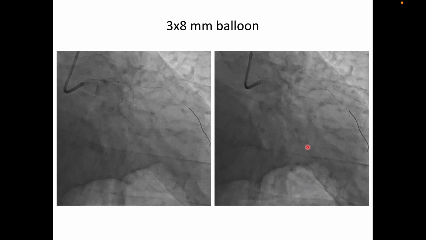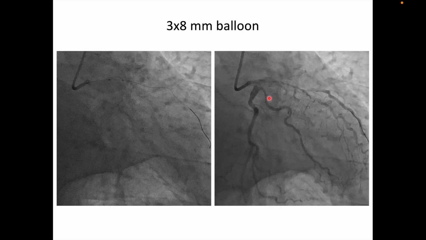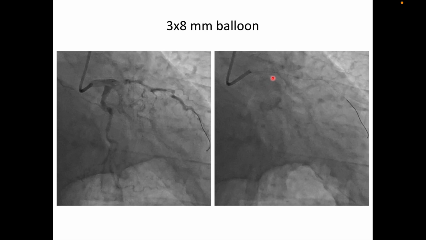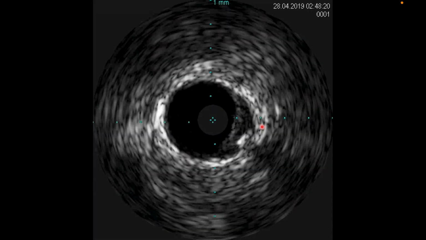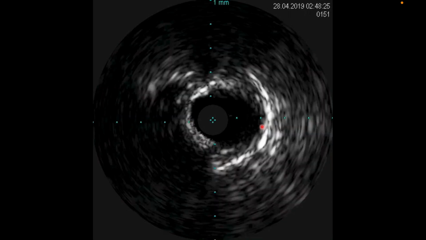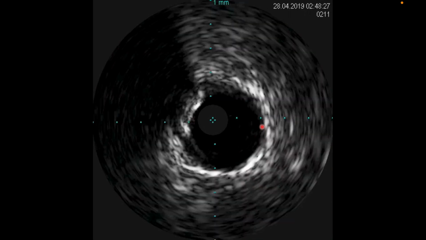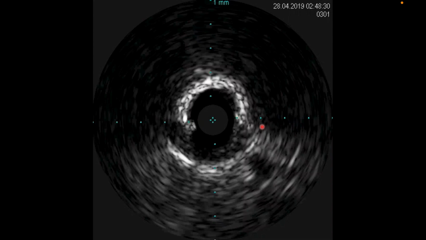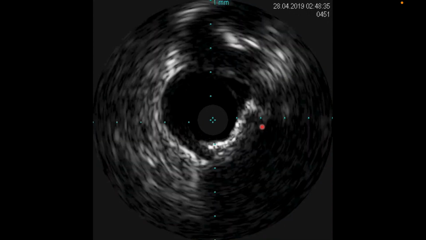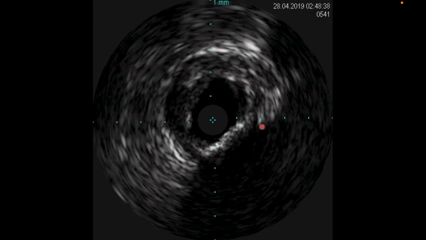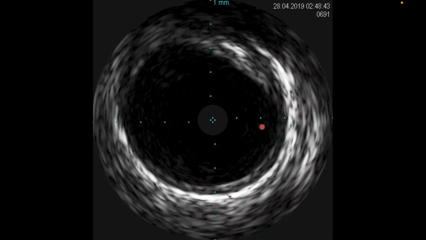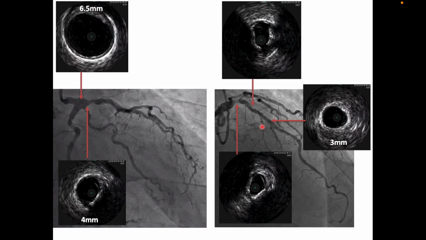Now I wanted to do an IVUS to see how this waist looks. Is it possible to stay with the stent in this region and not go any further ahead? So that's the IVUS run. You can see that there is a diffuse mid LAD disease, and there are two areas of severe calcification. There you go. And then we get into the aneurysmal ostial LAD.